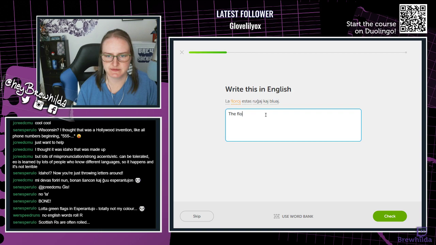Doing it in Esperanto. Scottish R's are rolled a lot. Yeah, like a lot. And I think that's what makes it hard for me to listen to Scottish. It's just how they roll their R's, and then a bunch of other letters are dropped. And so that's tough. So the flowers are red and blue.